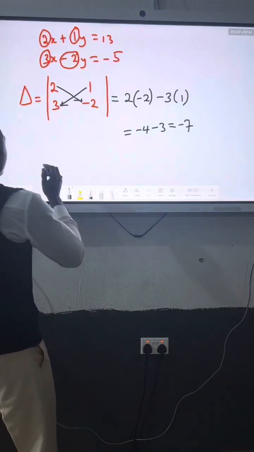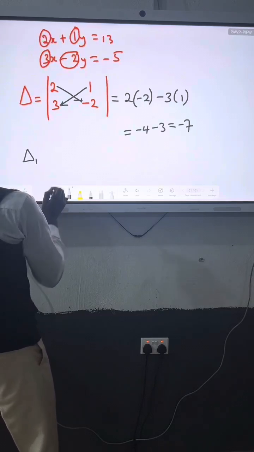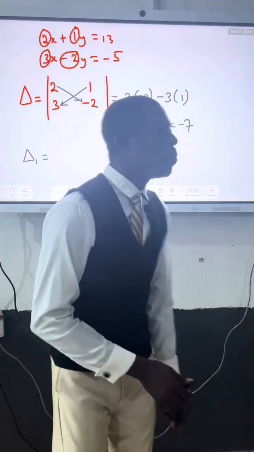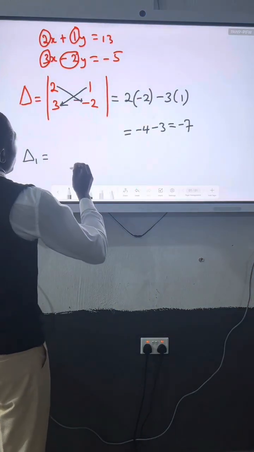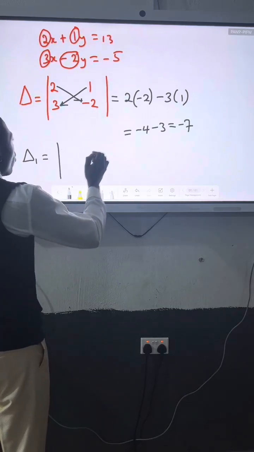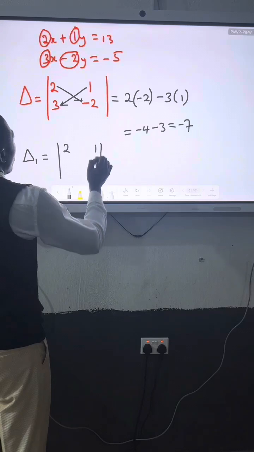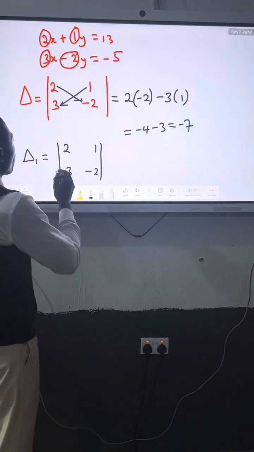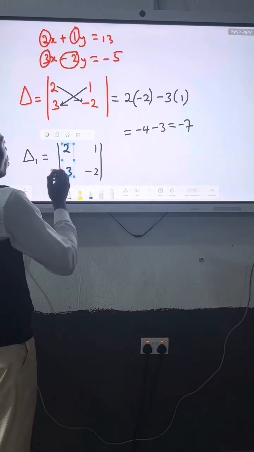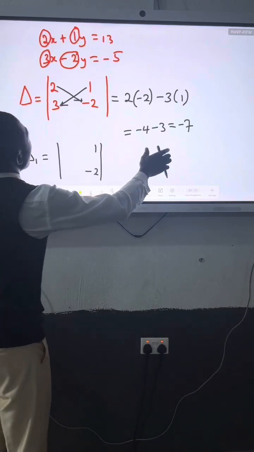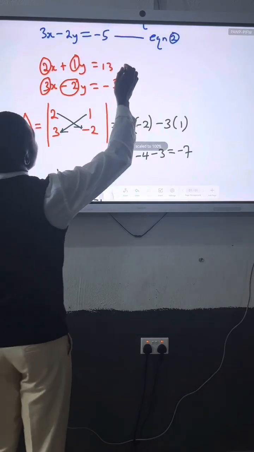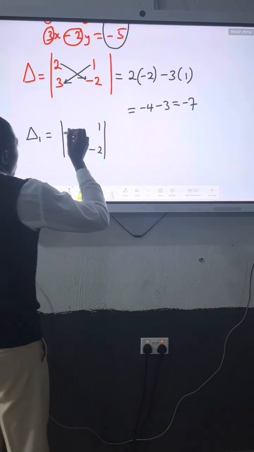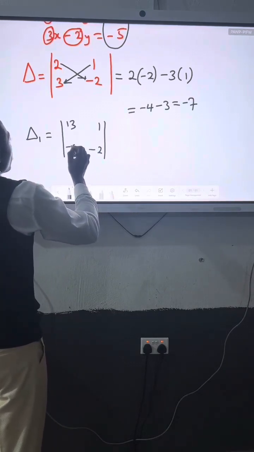What do we do then? This time around, we are going to say delta 1. Where we just found our delta, now we're going to delete the first column, please. Delta 1, let me write it like this: 2, 1, 3, minus 2. I'll make you understand it very well. For you to find delta 1, you delete this first column of the matrix, take it away, and then you go back to the equations and use the right-hand side to complete that place. So 13 and minus 5, you collect the same. You have 13 here, and minus 5 here.